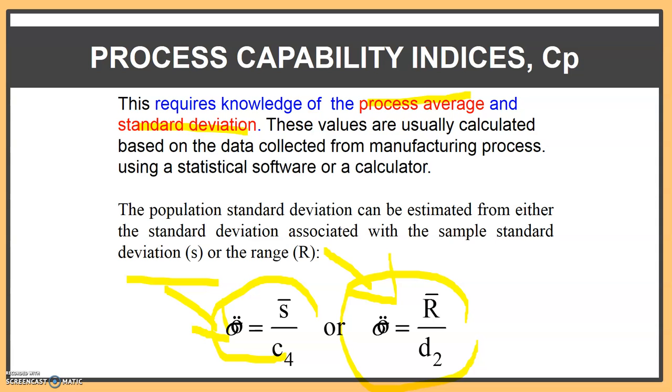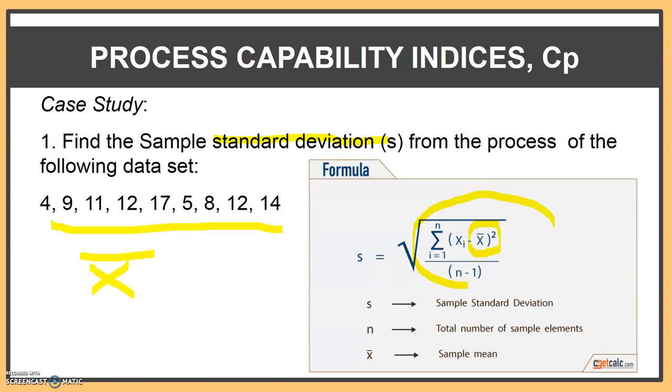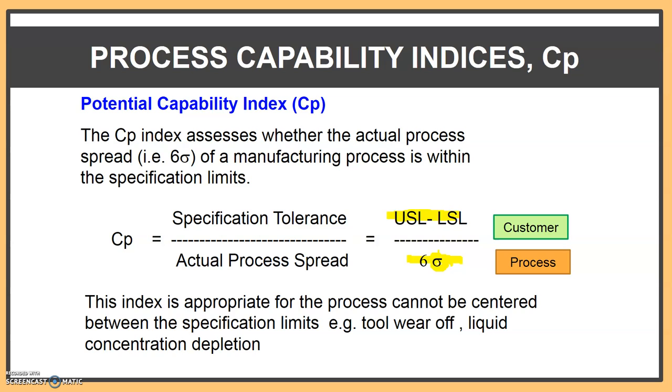The coefficient here you can find through the table, which I highlighted in yellow. C4 is for standard deviation, D2 is for range. Try to do this example to find the standard deviation for this sample set through this formula. As we know, CP is the customer tolerance divided by the process tolerance, 6 sigma.